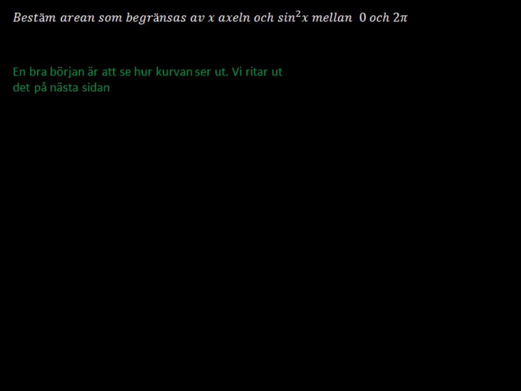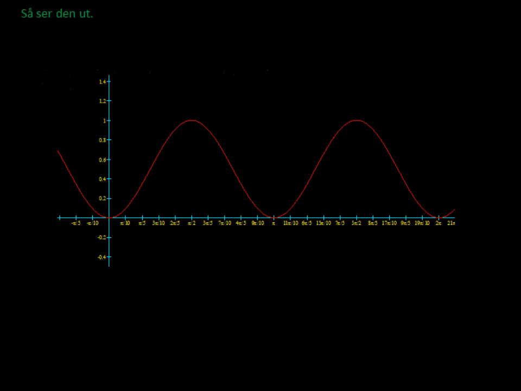It says we need to find the area that is bound by the x-axis, or the x line, and the function sine squared of x from 0 to 2 pi. And of course, as always, you've heard me say it a million times, visualize it in your head. What does sine squared x as a function look like? That's the first place to start. So let's take a look at it.